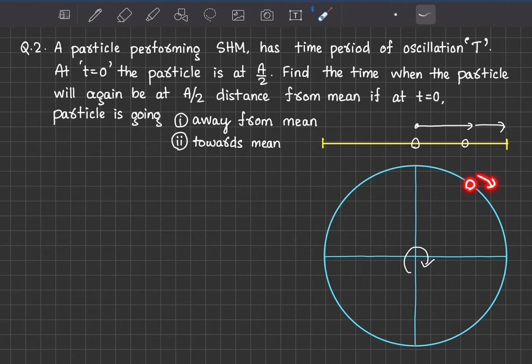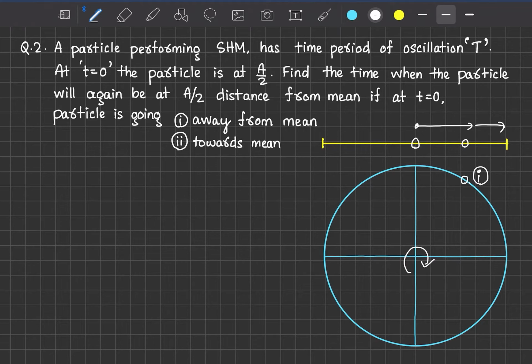Here it is away from mean, because at the other point the particle will be moving this way, which is not away from mean, it is towards mean. See, the direction is towards mean. So the upper point is our real point, where if we assume the clockwise motion, the point P here will be moving this way. In that case, the shadow will be moving away from mean. So let's say this is the first case.